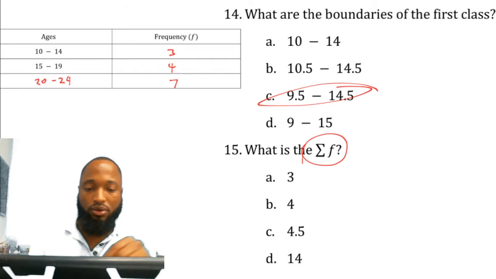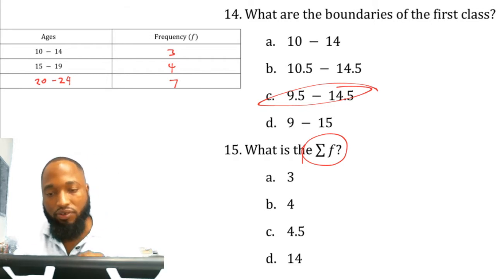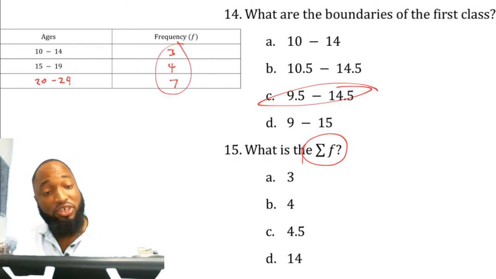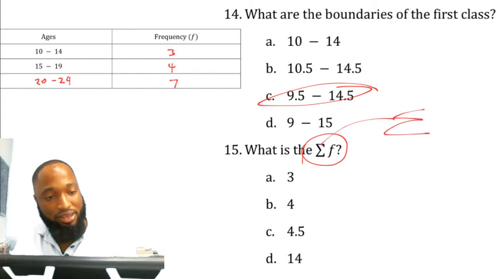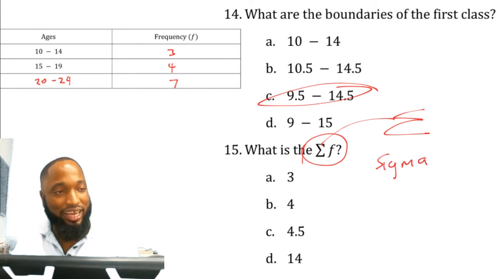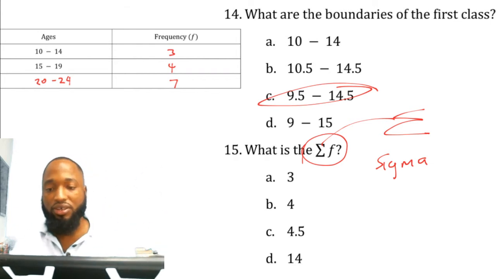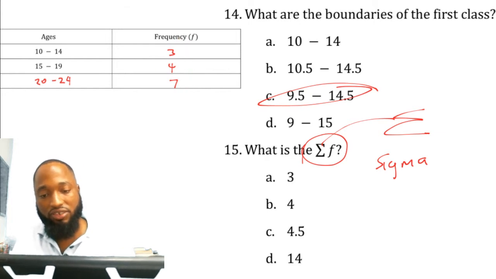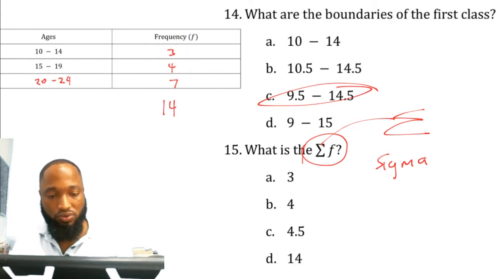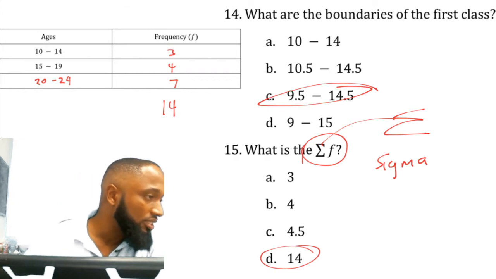What is the sum of F? You should know that this sign here is sigma, S-I-G-M-A, like sig and ma, like ma and pa. This symbol means sum of anything that comes after. So the sum of F, the sum of the frequencies, is 14. So 15 is D.